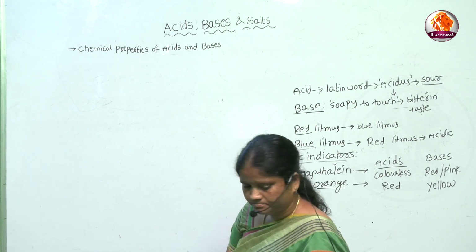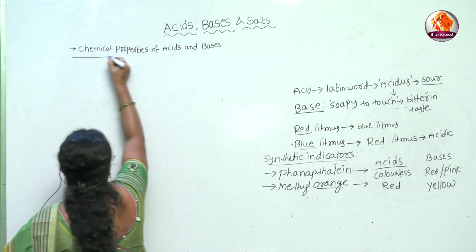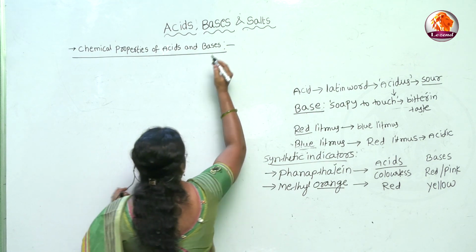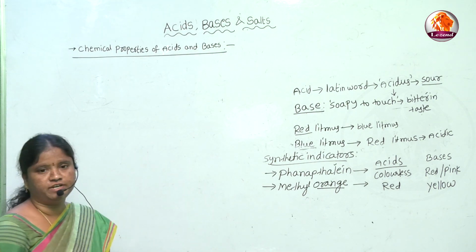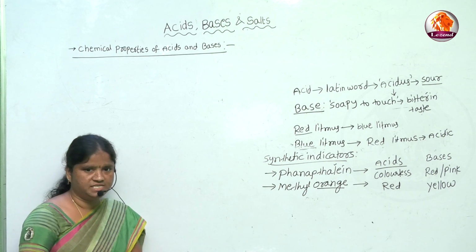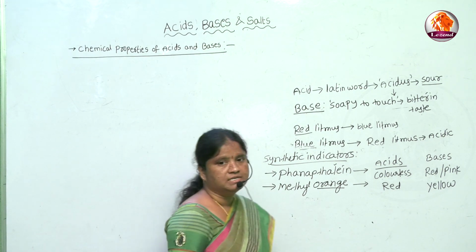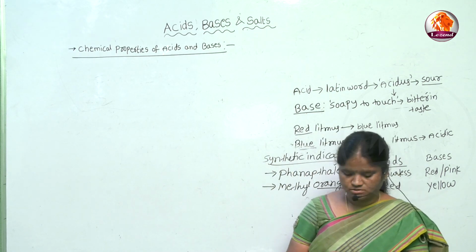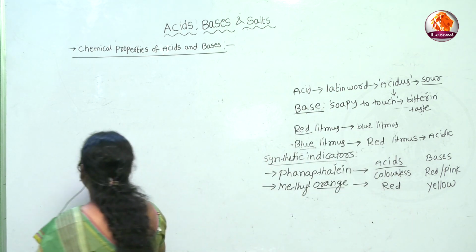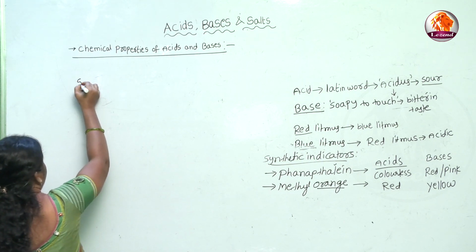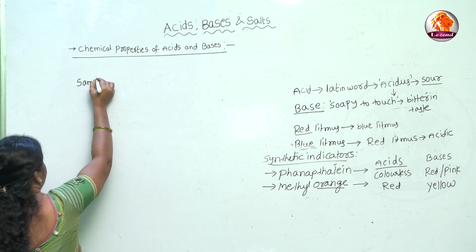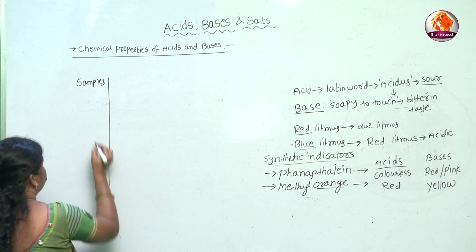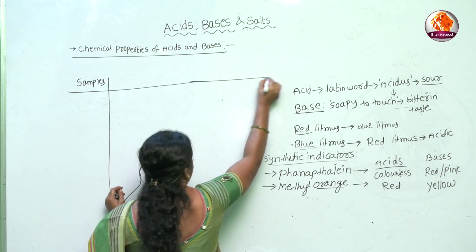Chemical properties of acids and bases. To identify the chemical properties of acids and bases, we have to collect some samples of acids and some samples of bases. So here I am writing in the form of a table the samples. What samples do we have to collect here?